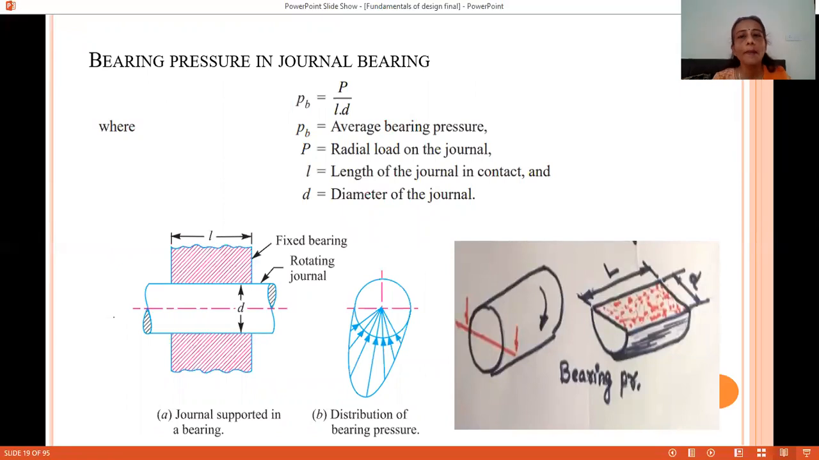When we talk about bearing pressure, the formula of bearing pressure is the same as the crushing stress. Here also we need to take the projected area of contact, correct? So this is the diameter of the shaft. This is the length of the bearing in which the shaft is in contact. So the formula is force upon projected area. Over here you can see from this 3D diagram that the area is diameter into length.